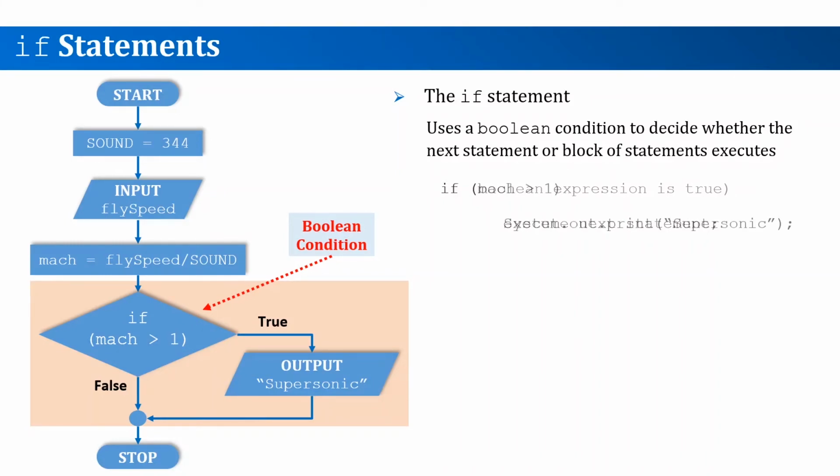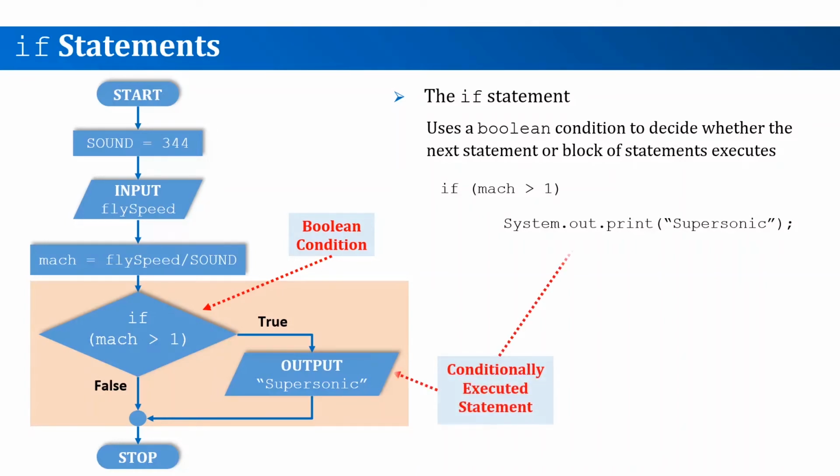This can be written using the keyword if, followed by the Boolean condition in parentheses, and then the print statement. Since the print statement will only execute if the condition is true, we call it a conditionally executed statement. Notice that no matter which path you take, you go back and rejoin using a connector to complete the program and stop.